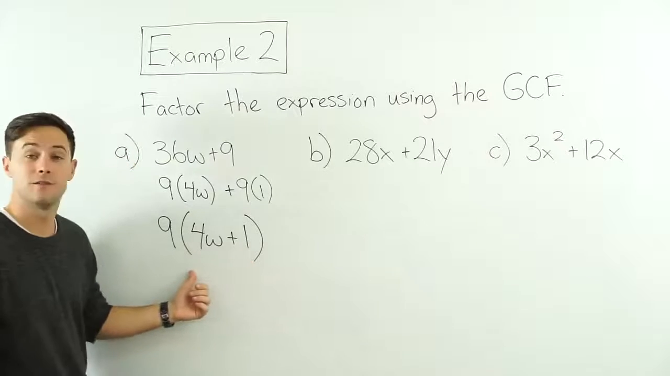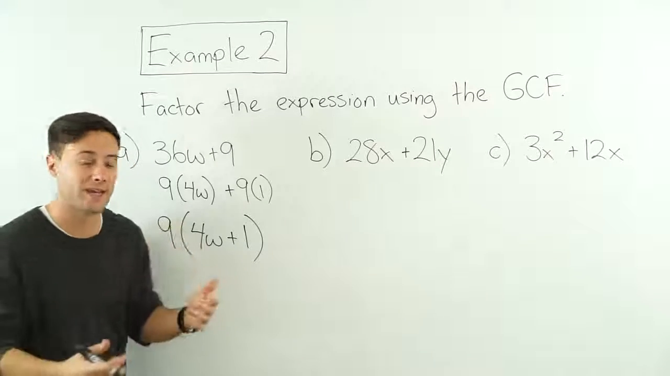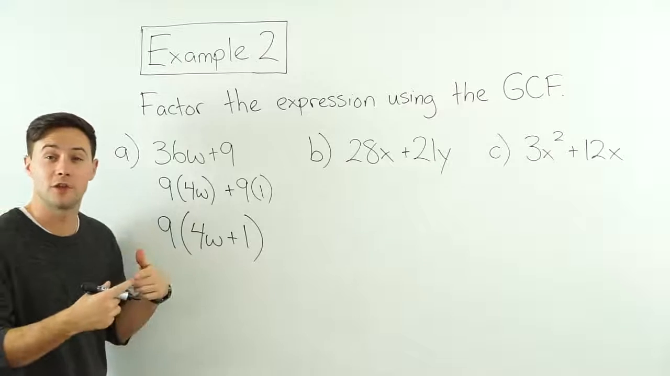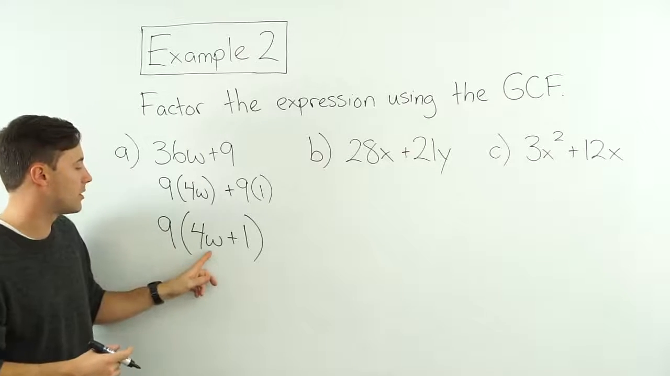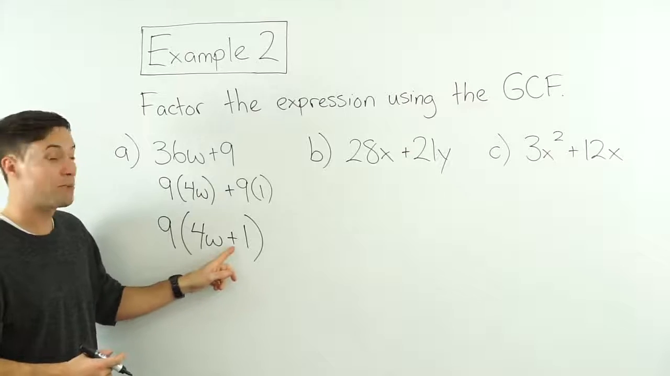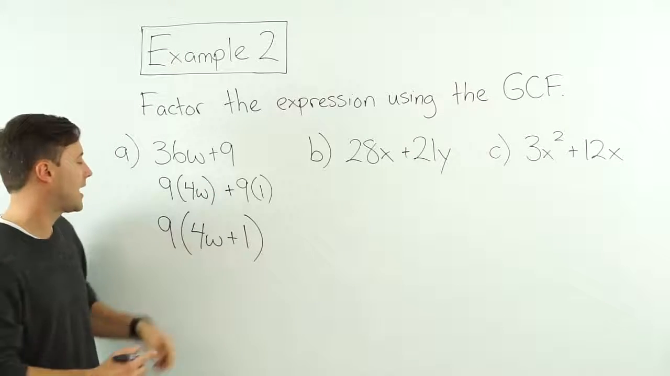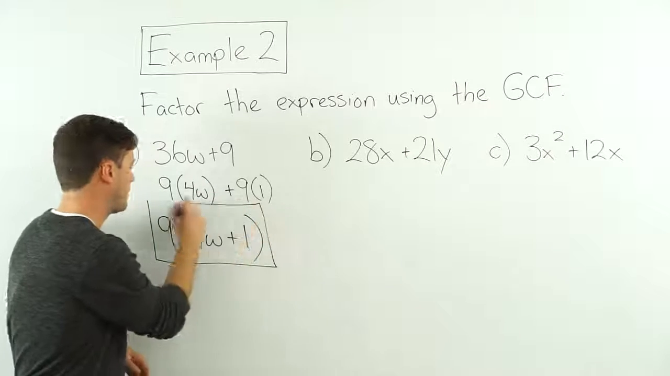And that is factored. And if I want to check it, just do the distributive property. Do the opposite. 9 times 4W is 36W, plus 9 times 1 is 9. So there we go. I am happy with that.